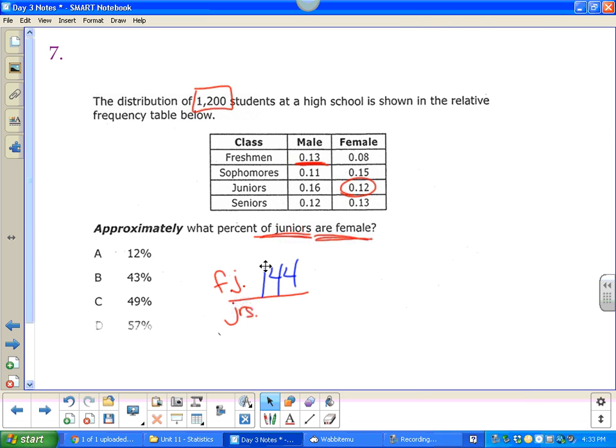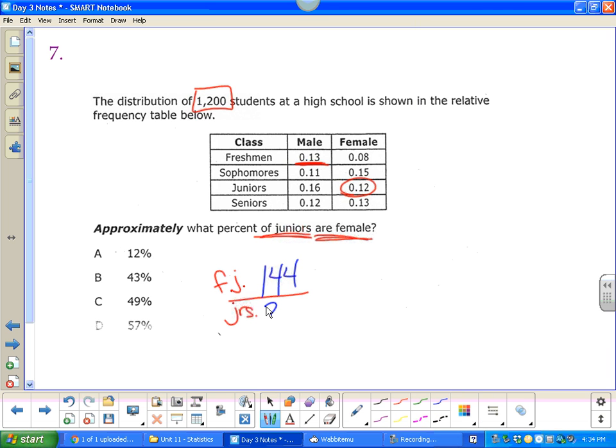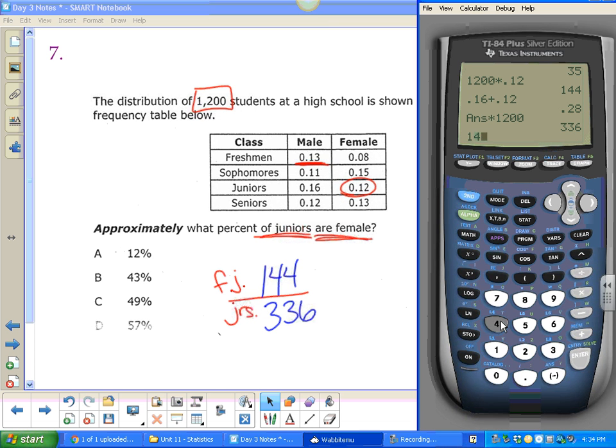Now I need to know of juniors, so I need my juniors. So 16% and 12% is 28%. Let's figure out how many students that is: 336. So now I'm going to do 144 divided by 336, and I get 42.8, so that's going to be 43%.